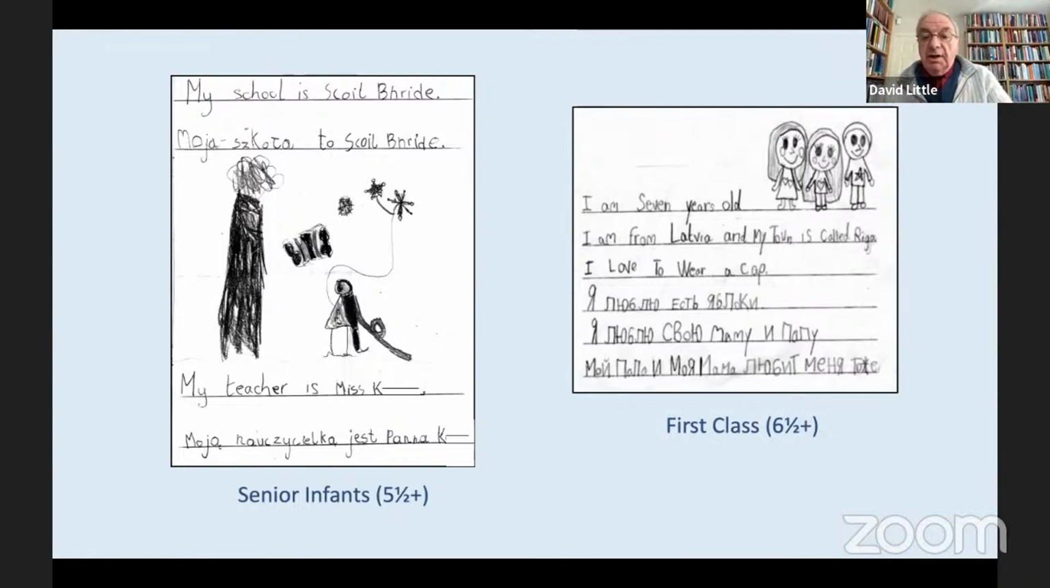On the right, a pupil in first class produces this text in English and Russian. "I'm 7 years old, I'm from Latvia, and my town is called Riga. I love to wear a cap." And then she writes not exactly an equivalent, but a sort of continuation. The important thing to say about this text is that it was written during class without any assistance. Teacher couldn't help with the Russian, but wasn't required either to help with the English.